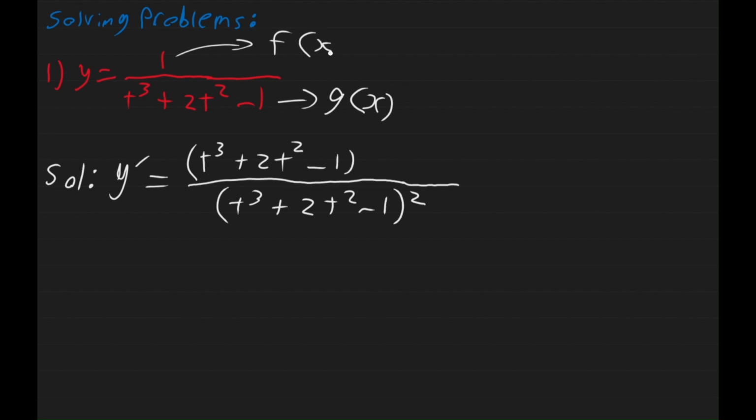So here we're going to differentiate 1. The differentiation of 1 is 0. So all of this is just 0. Minus the derivative of this. Of course, we're going to apply 1 and you don't have to write it. Multiply it by the derivative of the denominator, which is 3t power 2 plus 4t.